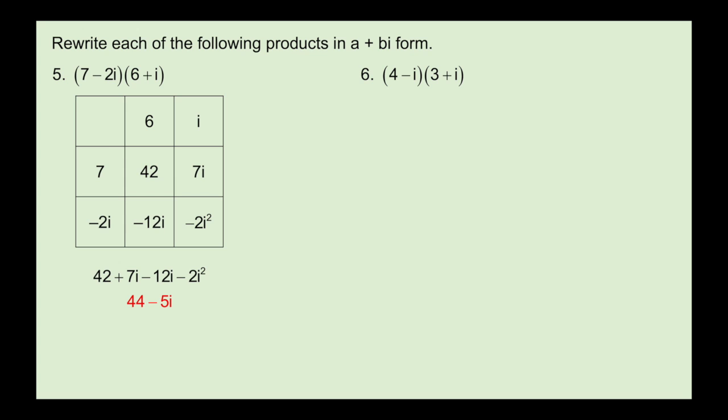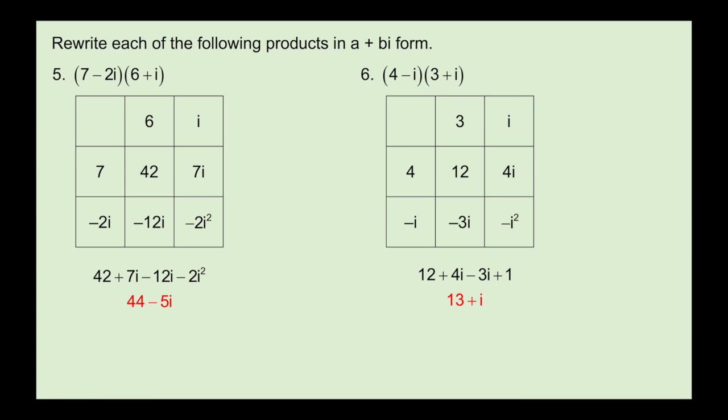And here is the answer to number 5. So again, I'm putting 7 and -2i along this side, 6 and i on this side. 6 times 7 gives me 42. i times 7 is 7i. 6 times -2i gives us -12i. i times -2i gives us -2i squared. Once again, I would cross off that i squared and make this a +2. 42 and 2 will combine to give us 44. Then -12i plus 7i is going to combine to give us -5i.